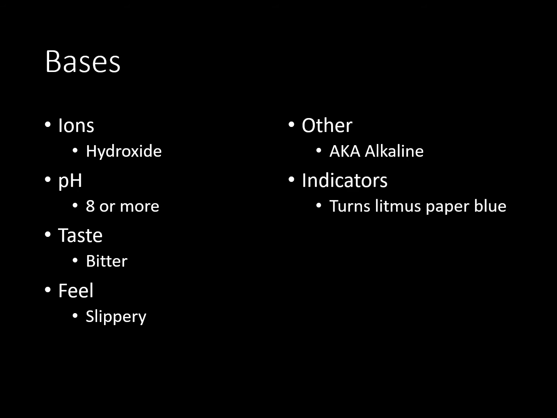For our bases, again, we can use the universal indicator that'll tell us that it's 8 or more. We can use our litmus paper. It will turn blue or remain blue in the presence of bases. So again, red, neutral, or blue litmus paper will either turn blue or remain blue in the presence of a base. Phenolphthalein will turn a very bright pink.